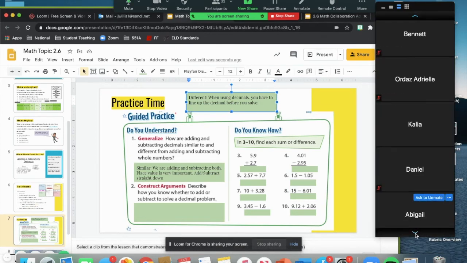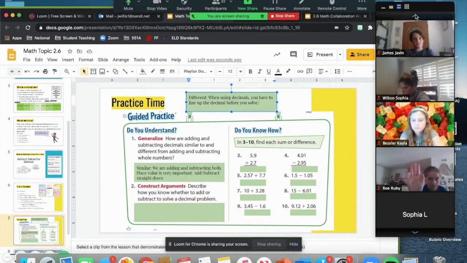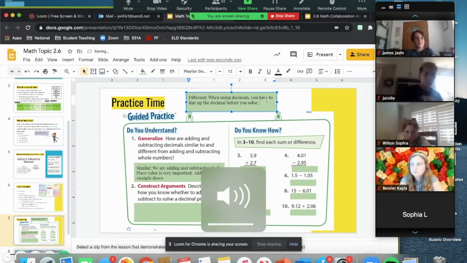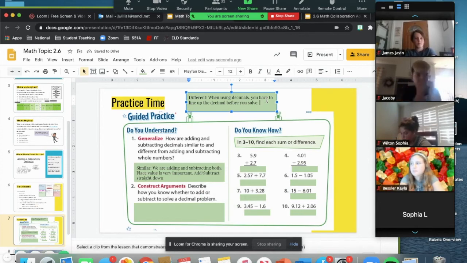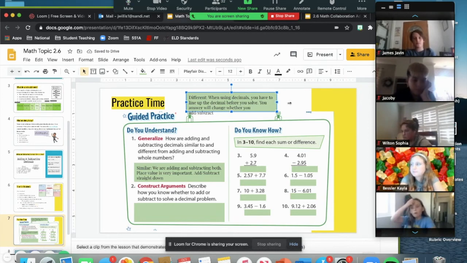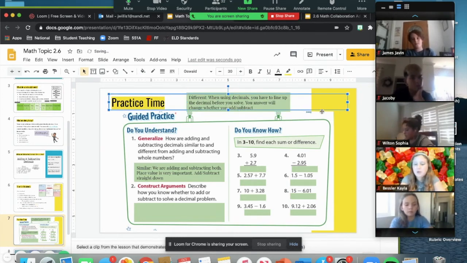Don't have anybody wanting to share? Ruby, what do you have? You get a different answer when you're adding than subtracting. Yeah, so when you're adding, your answer will change whether you add or subtract. Good thinking when it comes to that.